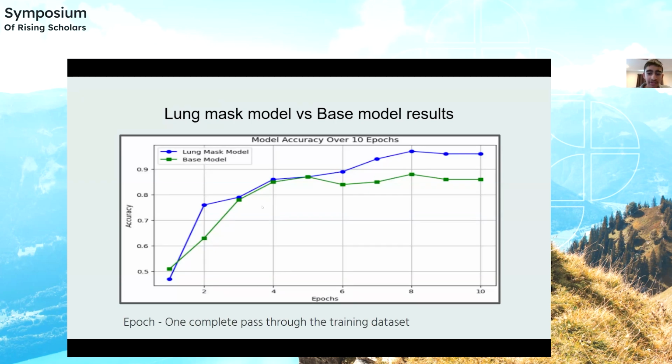Now, this is the model accuracy over 10 epochs. An epoch is one complete pass through the training dataset. And over the 10 epochs, you can see the lung mass model had an overall higher accuracy than the base model.